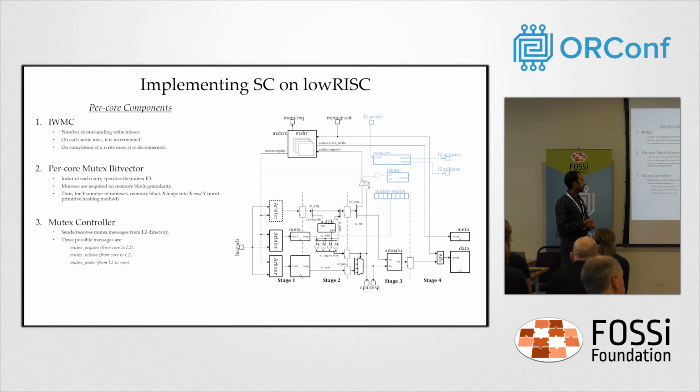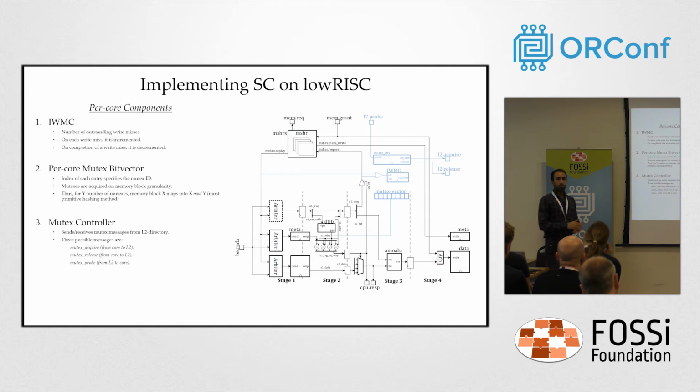Lastly, we have the mutex controller, through which we send and receive interconnect messages from the core itself. There are three messages that we added as TileLink messages to the system. One is mutex acquire, for acquiring a mutex, and the second is mutex release. The last one is mutex probe, in which the request comes from the L2 cache to check whether a mutex is acquired or not. All of these are incorporated into every tile that I showed on the first slide.